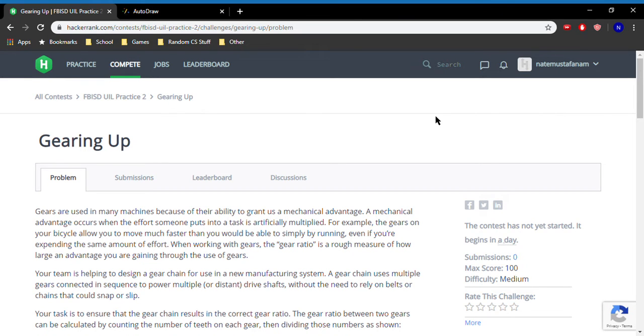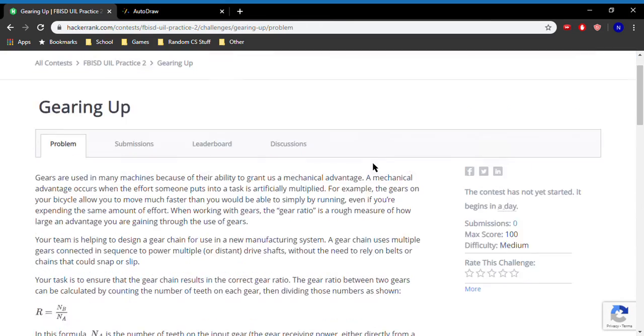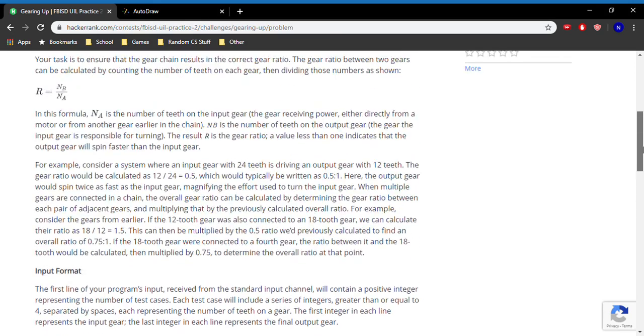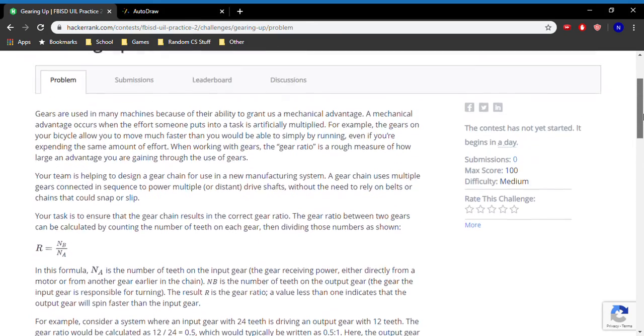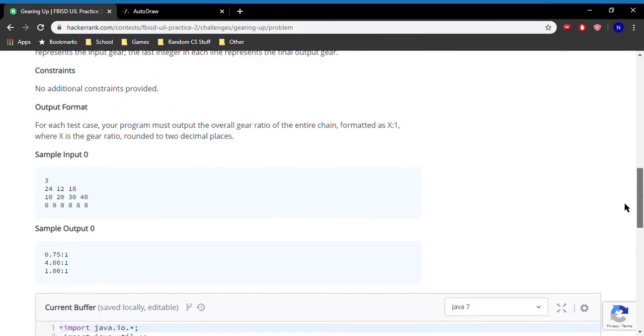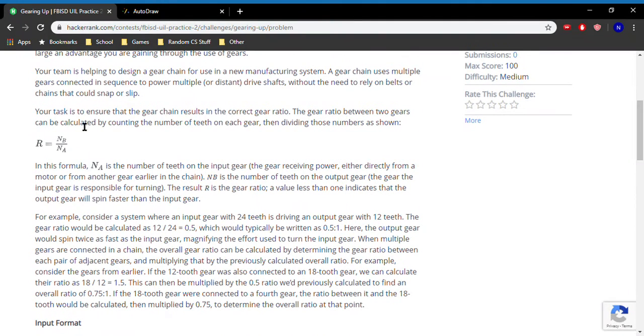Okay, so problem 3 is called gearing up, and I'm not going to read the whole problem statement because it's pretty long, but pretty much the question asks to find the gear ratio for a given gear chain. So luckily it tells us how we can do this. It says to divide NB by NA, where NB is the output gear and NA is the input gear. The input gear is the first gear in the gear chain, and then NB is the one that comes second.